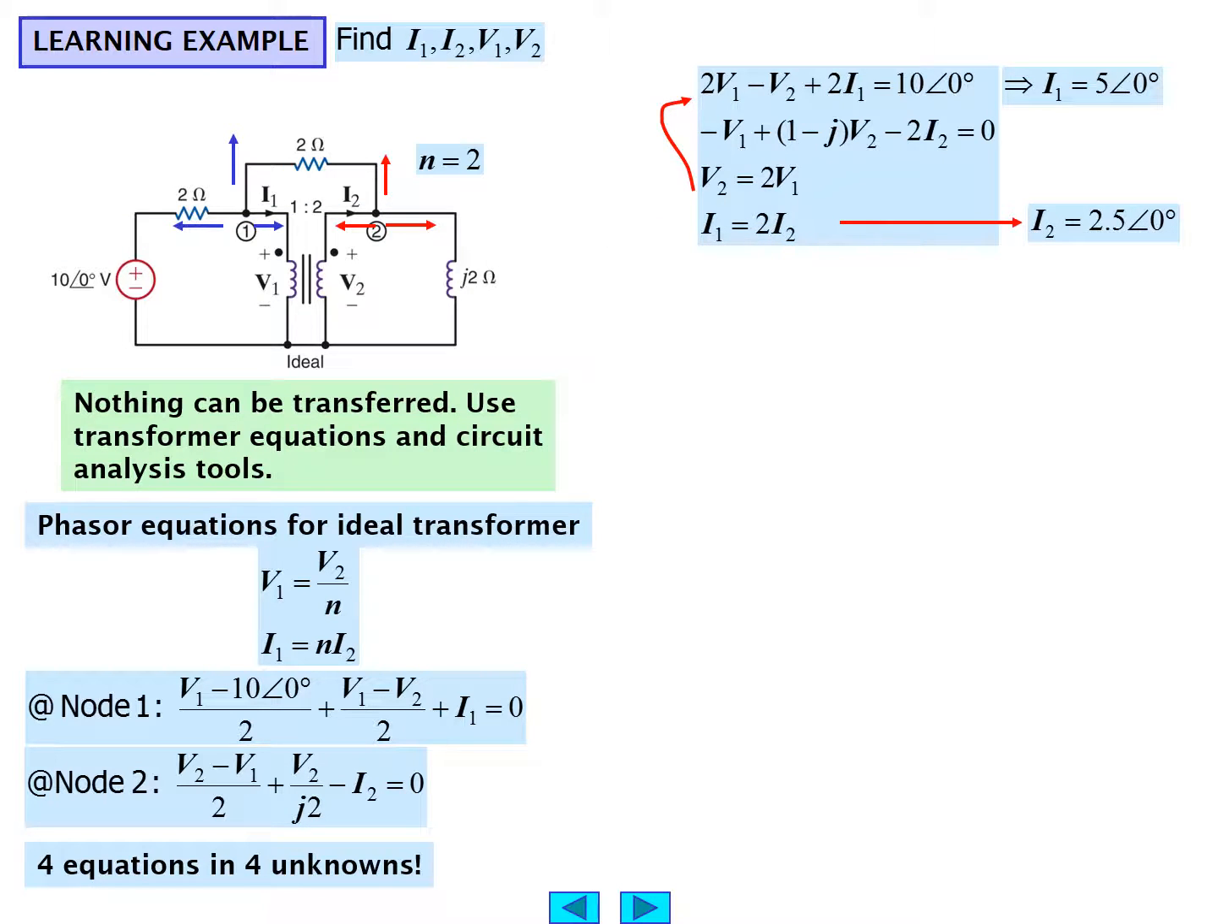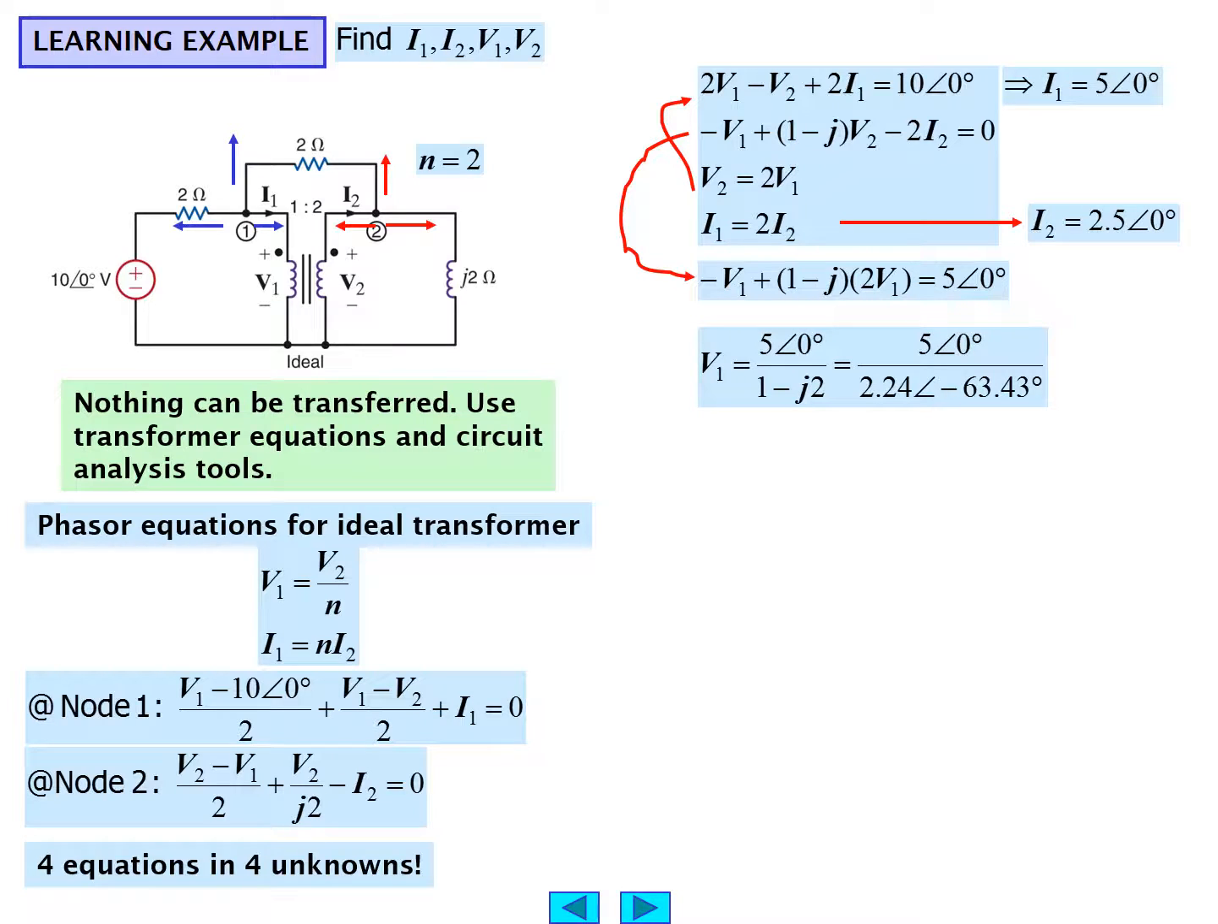I2 then can be found, since we found I1. I2 is equal to 2.5 angle 0. We can then take the second equation and make a substitution and find an equation where we've eliminated I2. And we can also eliminate V2, and we get this particular equation. And therefore, we can solve for V1 as square root of 5 angle 63.43 degrees, when V2 is equal to 2 square root of 5 angle 63.43 degrees.